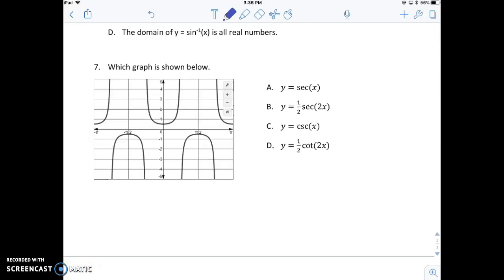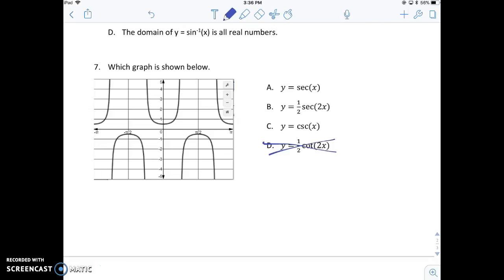I'm going to move on to question number 7. This is basically just a multiple choice. Which graph is this? We just want to think about what we know about the shapes of these graphs. Cotangent looks like a tangent flipped over. It kind of looks like a negative tangent graph, with downward lines like this. So we can clearly see this is not going to be cotangent at all. So it leaves us with not D.